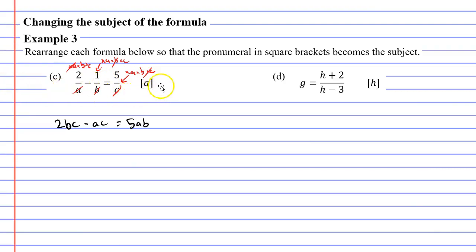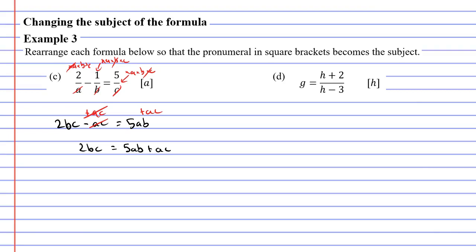Now remembering that we're trying to make a the subject of the formula, I have two terms here that have an a in them. So I want to move them to one side of the equal sign. The 2bc doesn't have an a, so I want it on the other side of the equal sign. I feel that the best way to do this is to add ac to both sides of the equal sign. The reason I'm doing that is it actually gets rid of a negative, and I don't particularly like working with negatives if I can help it. What does that leave me with? Well, I've got 2bc on the left, and then I've got 5ab plus ac on the right.